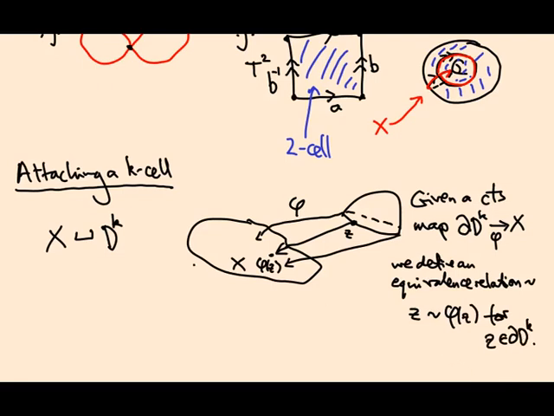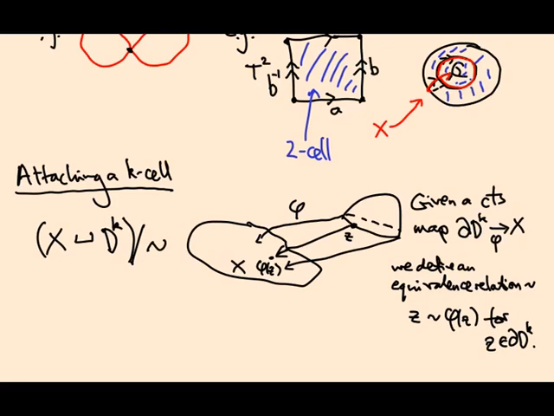And then we define the space that we obtain by attaching a k-cell to just be the quotient of this disjoint union by this equivalence relation. So this is why I said you need to know what the quotient topology means in order to equip this with a topology. Now, that's what it means to attach a k-dimensional cell to a space. And this continuous map phi is actually a really important part of this definition.